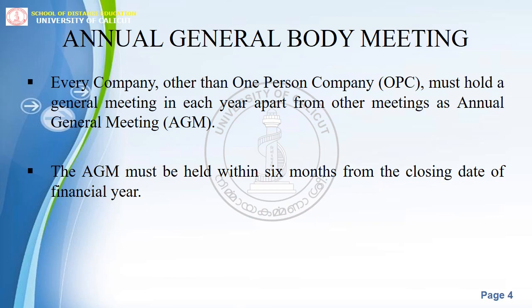Every company other than a one-person company must hold a general meeting in each year, apart from all other meetings. This is known as the annual general meeting. The annual general meeting must be held within 6 months from the closing date of the financial year.